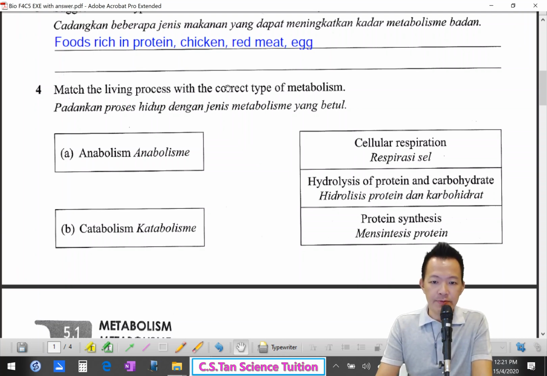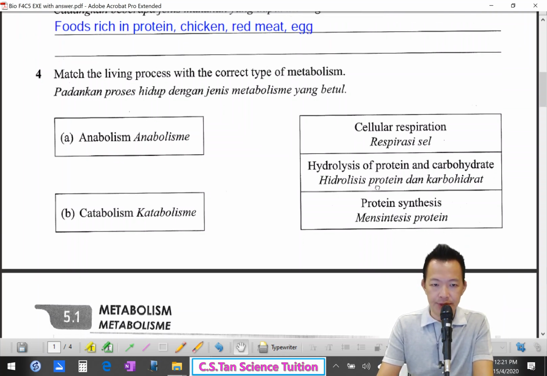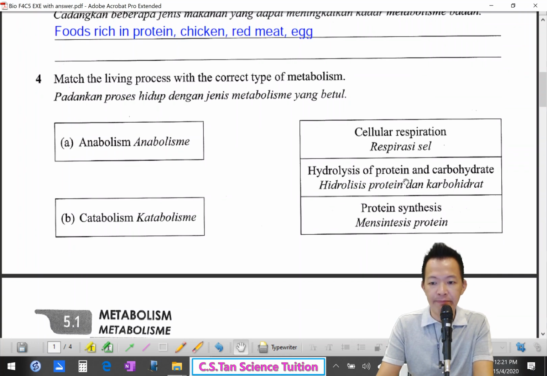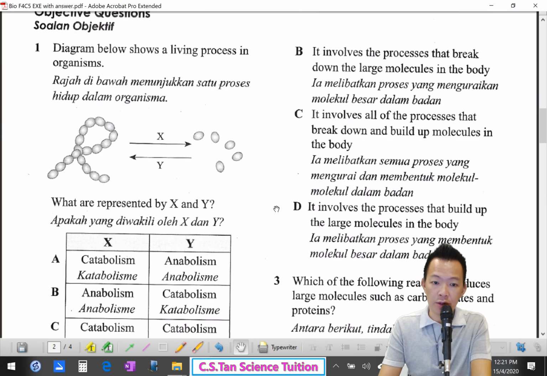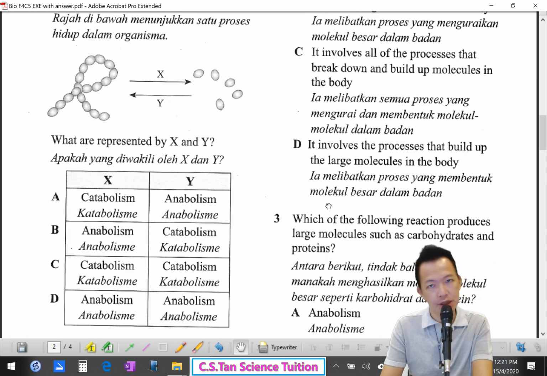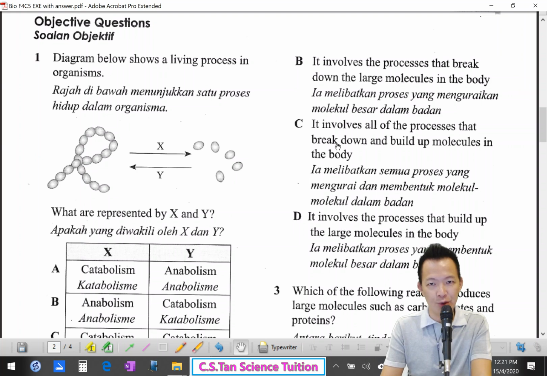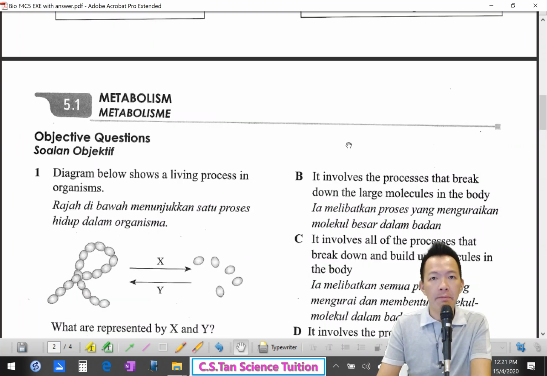Number 4. Match a living process with the correct type of metabolism. Hydrolysis of protein and carbohydrate: hydrolysis 一听到就叫解散了, so catabolism. Protein synthesis, 制造蛋白质: anabolism. Simple. Another objective is on page number 2; you try your own. The answer is just below, and the question is too simple to discuss here, 太简单了. Okay, bye bye.